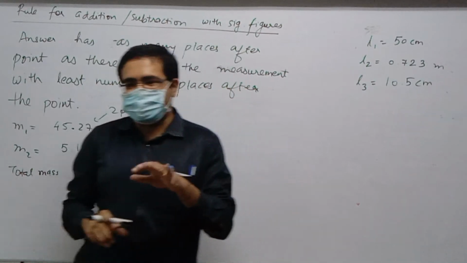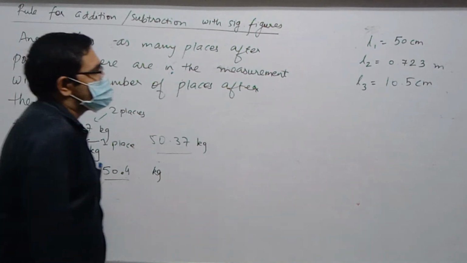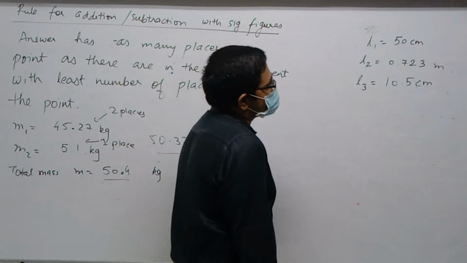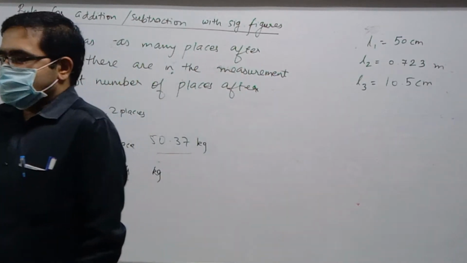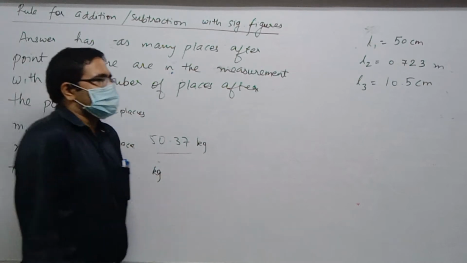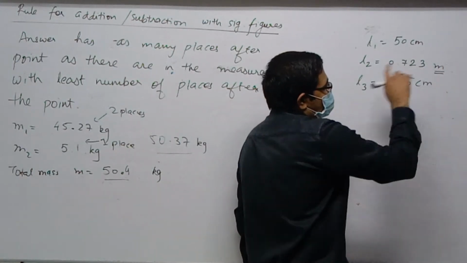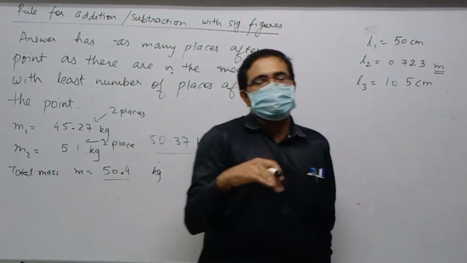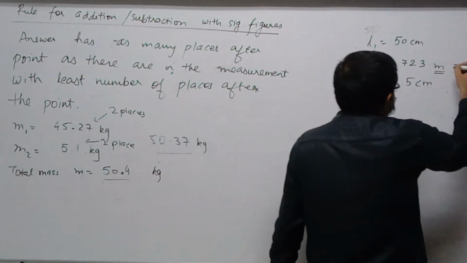First of all, we just have to add them normally. Then we'll talk about the places. If we add them, a little problem will arise. This is in which unit? Can you add meter with centimeter directly? No. First you have to convert from meter to centimeter. So these many meter will be how many centimeter?